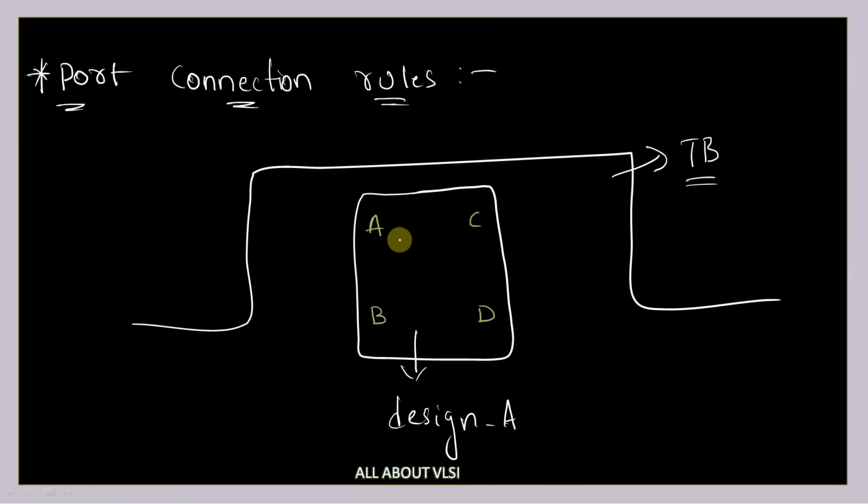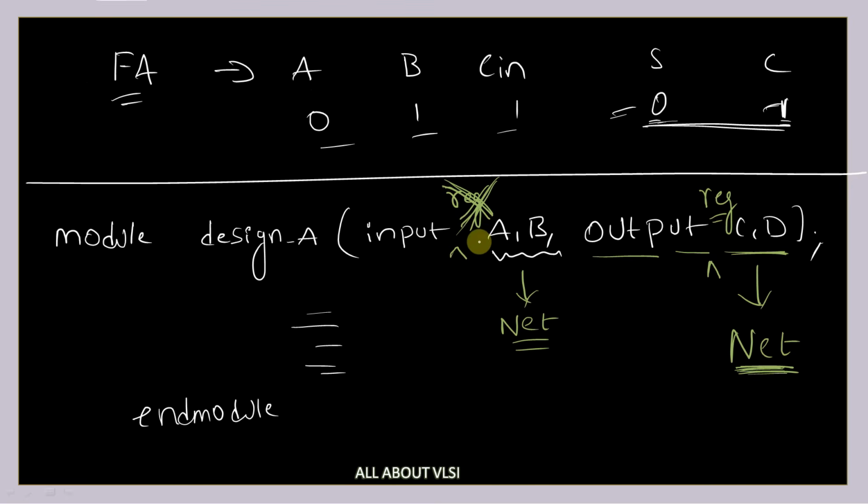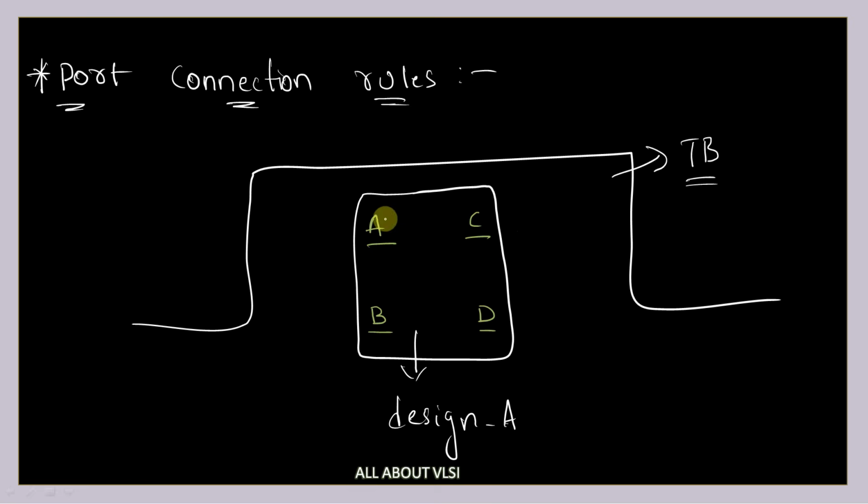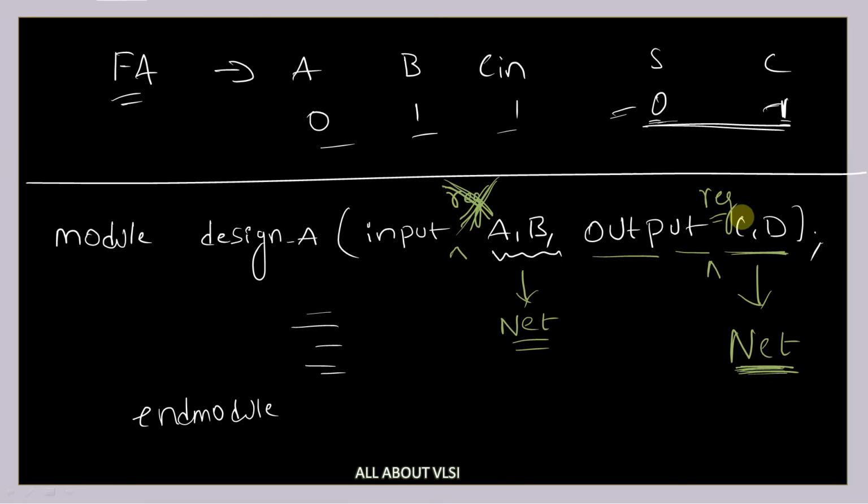So these are my design's input ports and output ports, A, B and C and D. A and B, as we have discussed, are input ports, and by default A and B are of net data type. I will write it down one more time here: A and B are of net data type. The reasons we have discussed just now. And coming to C and D, they can be wire or they can be reg. If you haven't mentioned any data type, that will be considered as net. But if you mention reg, that will be considered as reg. Okay.